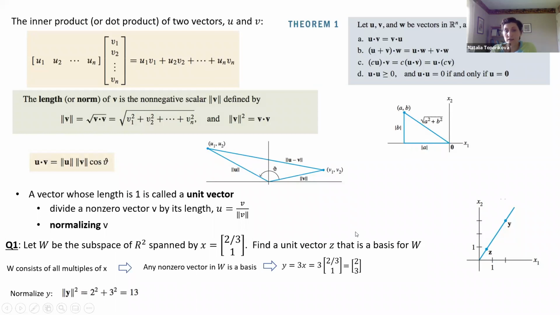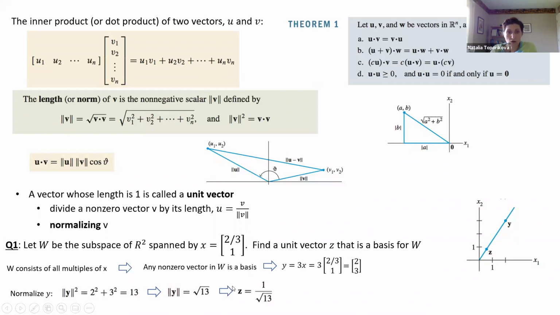Let's first find the length of vector y. Again, we just take the components of our vector y. First component 2, square it. Second component 3, square it. We get the length squared equal to 13. So the actual length of our vector y will be the square root of 13.